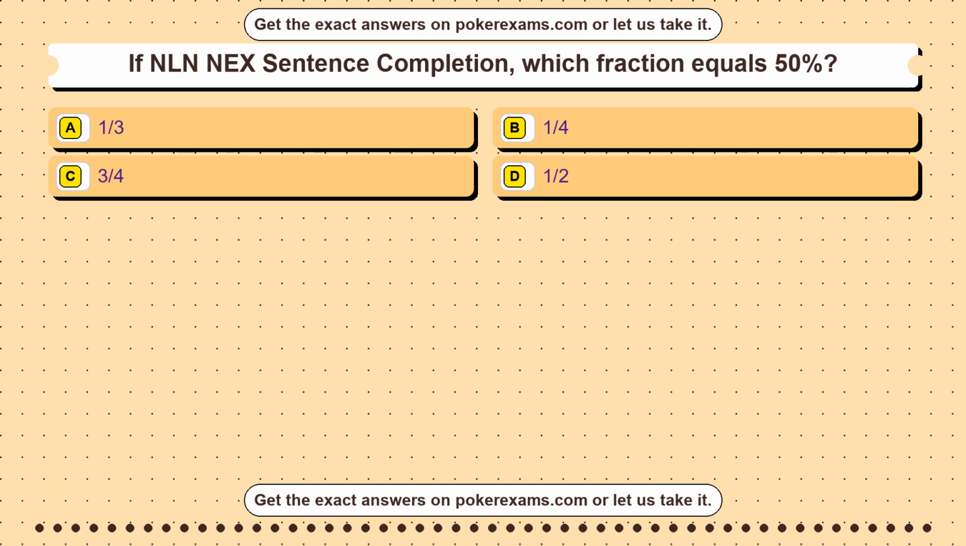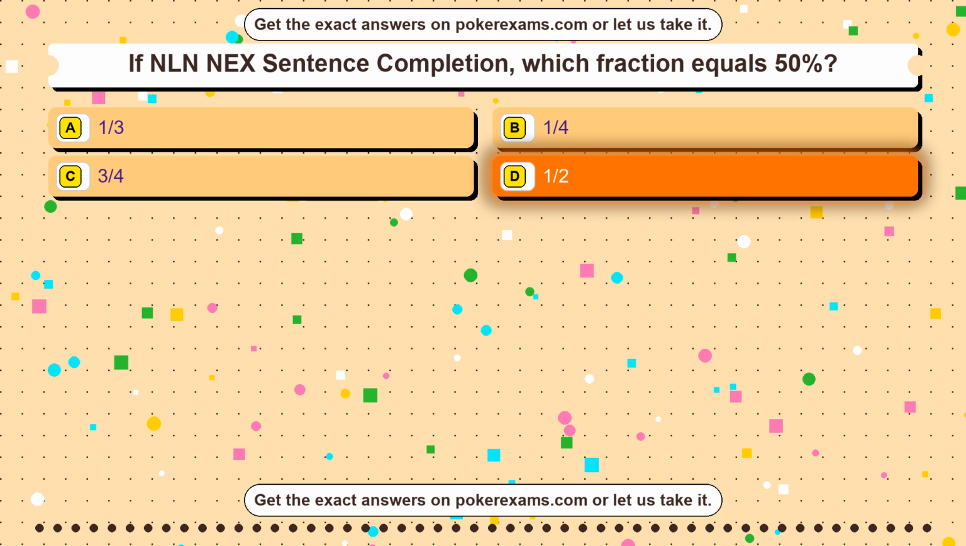Question 50. If GED Science Review, which detail best supports an inference in RLA? Option A, a personal guess. Option B, a longer answer choice. Option C, a familiar topic. Option D, a quoted line from the passage. The correct answer is option D.